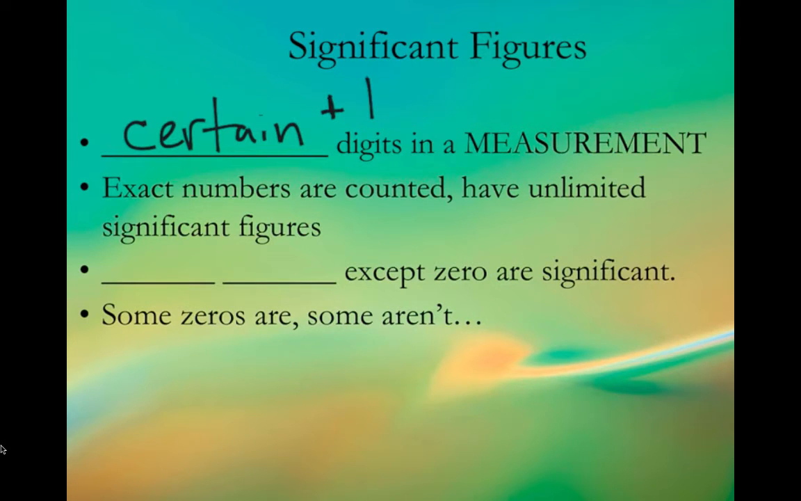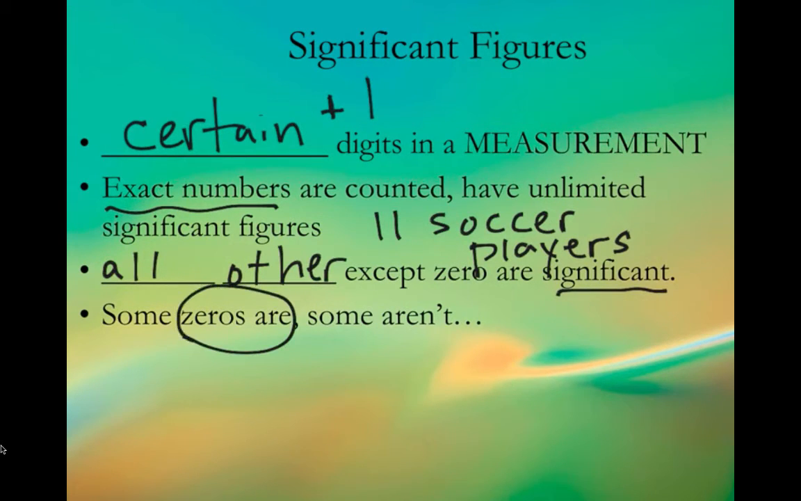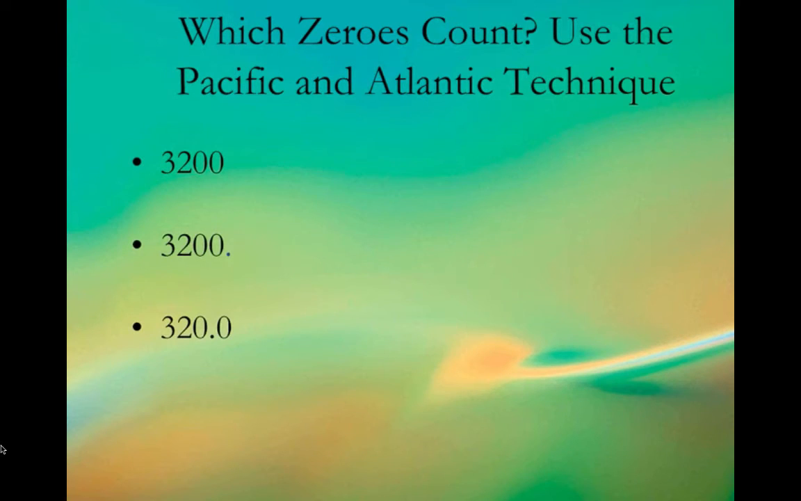Exact numbers in a measurement are going to be counted, but we don't consider them to have significant figures. Like if you have 11 soccer players, that's an exact number, a counting number, and you're not going to have 11.5 soccer players. That doesn't make any sense. That's not a real thing. Well, it would be creepy, right? Just use for counting numbers, unlimited sig figs. All other numbers, except for 0, are going to be considered significant, and some zeros are significant and some zeros are not. This can be a little bit complicated, but I'm going to show you an easy way to break it down. So check it out.